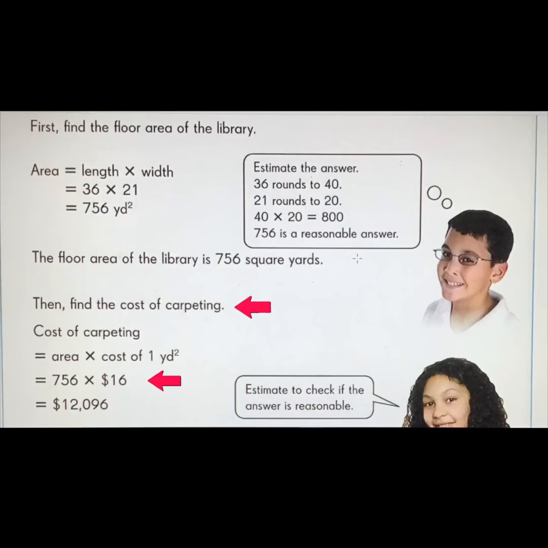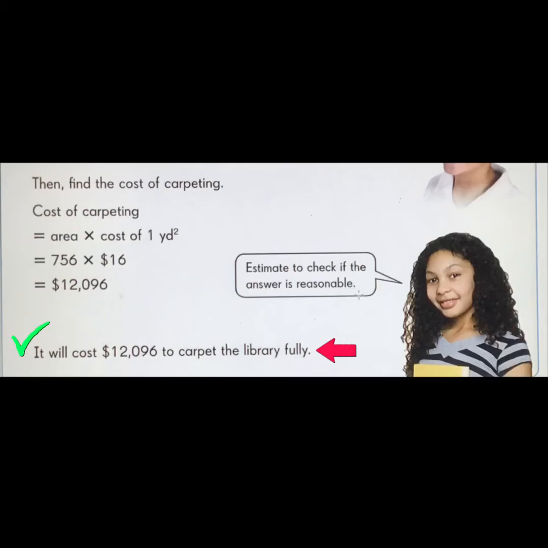For the next part of the word problem, we know that a 1 square yard carpet tile costs $16. We're going to take the square yards that we just found, which was the area of the library, and we're going to multiply that by the cost of that one tile, which is $16, to find our grand total of how much it would cost us to carpet the library, $12,096. To complete the word problem, we want to provide our statement, which will say it will cost $12,096 to carpet the library fully. So here we have an example of how to solve a word problem that requires more than one step to solve.